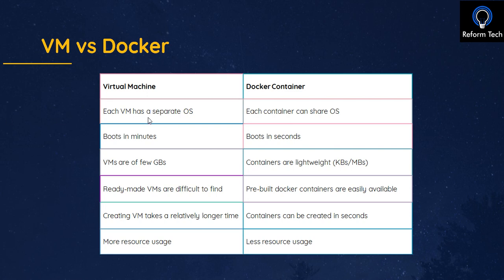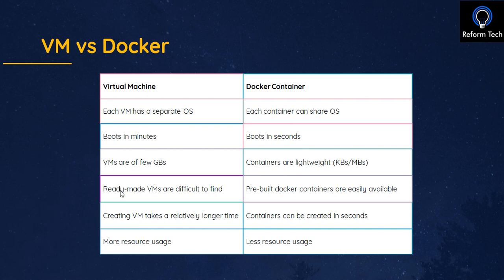A virtual machine will take minutes to boot because it has to boot the operating system. But containers will boot in seconds because it's as quick as possible. VMs are a few GB in size, but Docker containers are very lightweight, in KBs or MBs. That is why you call them lightweight. They boot very fast, and their size is very small.